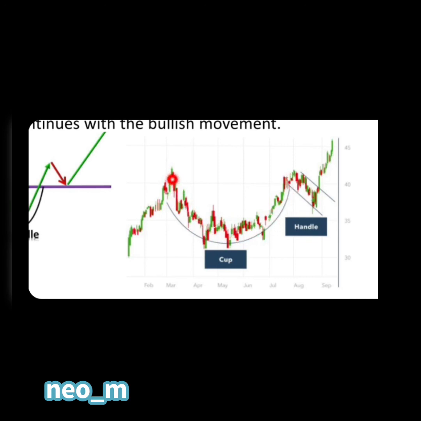Then this is the last reversal pattern, guys, for part 1. We have a cup and handle. A cup and handle is a chart pattern that can help you predict future price movements, especially bullish movements. The market forms a U shape, followed by a correction. After a breakout of the correction, the market continues with the bullish movement.